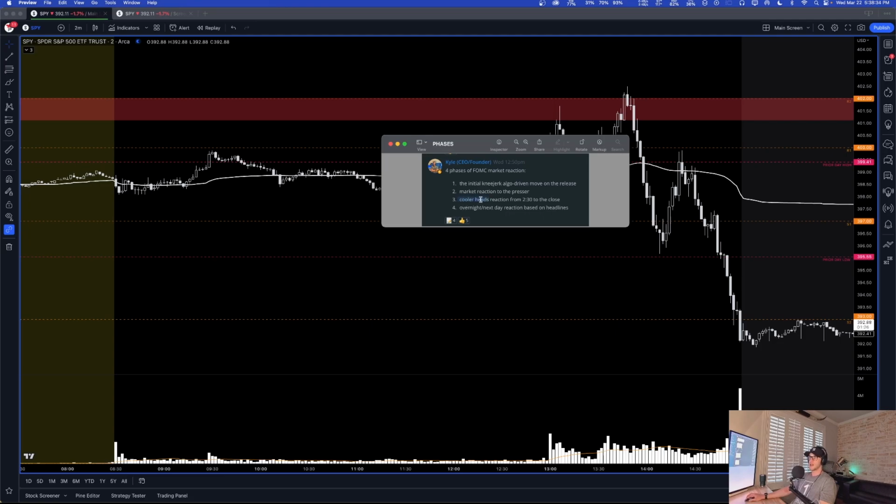Phase 3, we have the cooler heads reaction from 2:30 into the close, and then phase 4 is whatever overnight gap we have, and then the next day reaction as well.